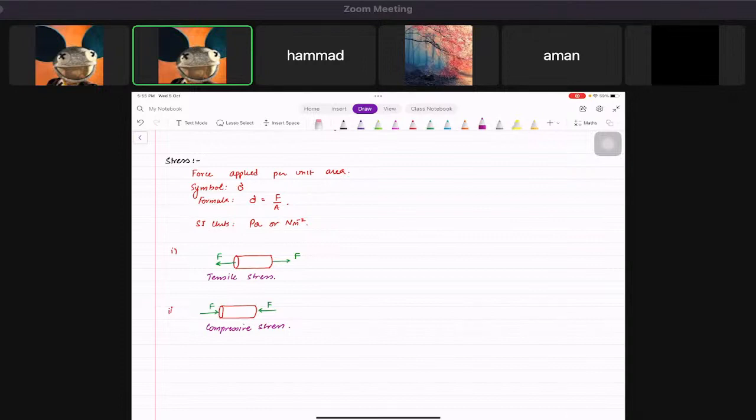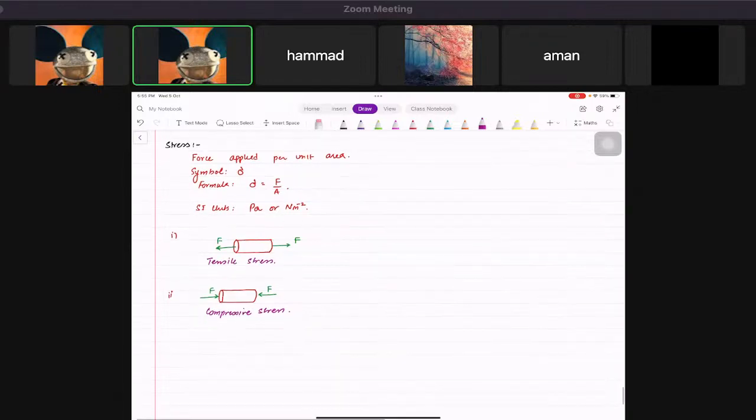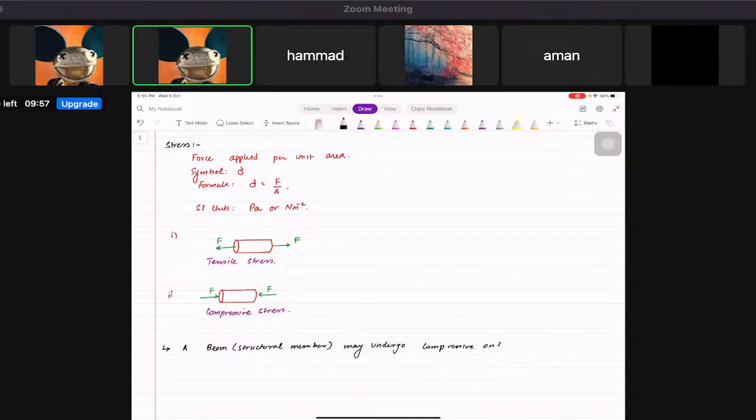Now, there is a special case where an object may undergo both compressive and tensile stress, and that case is a beam. It's basically a structural member. I'll just show you that. A beam may undergo compressive and tensile stress at the same time.